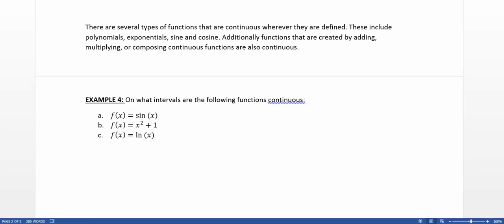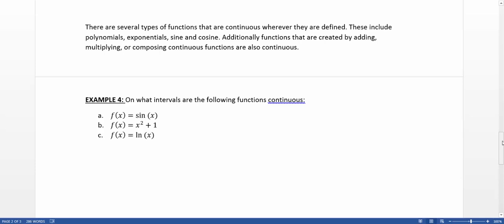So that's really helpful because if we can figure out where these types of functions are defined, that will also tell us where they're continuous. And we talked about where they are defined by talking about domain in the first section that we studied. So for example, on what intervals are the following functions continuous?